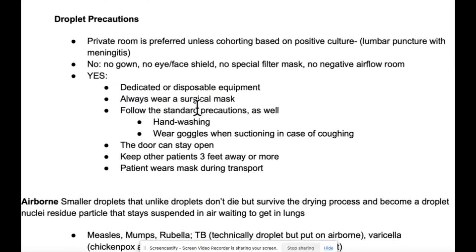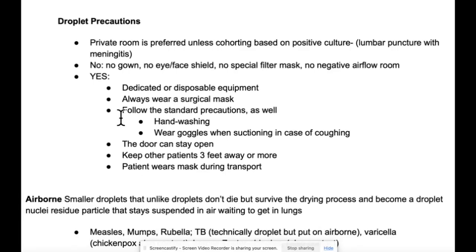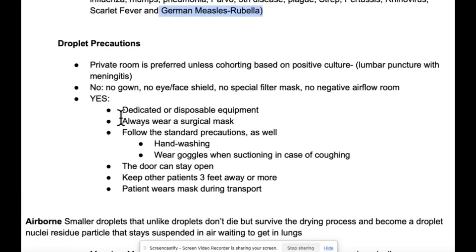All right. So, droplet precautions. What are they going to include? Let's start with the private room unless cohorting. All right. You will see that for droplet and contact. Private room preferred unless cohorting based on positive culture. And it's lumbar puncture with meningitis. Sometimes it's an actual culture and sensitivity test with patients to see which pathogens they actually have.